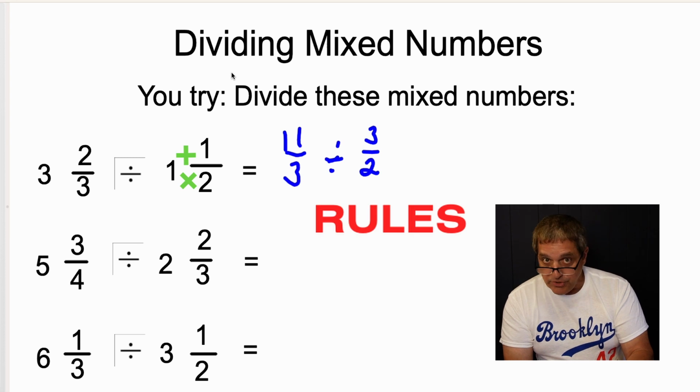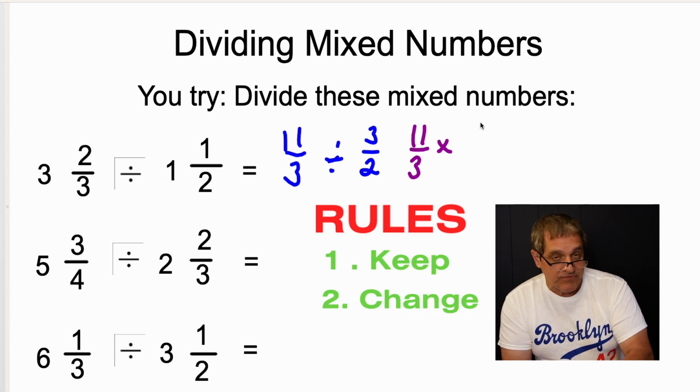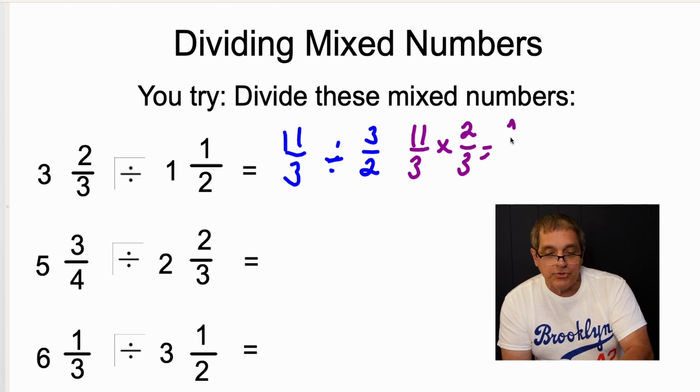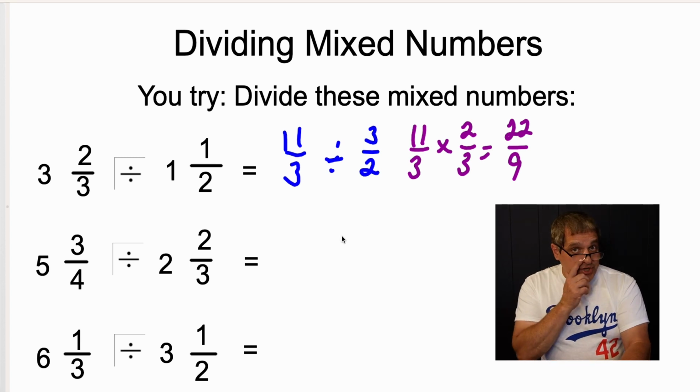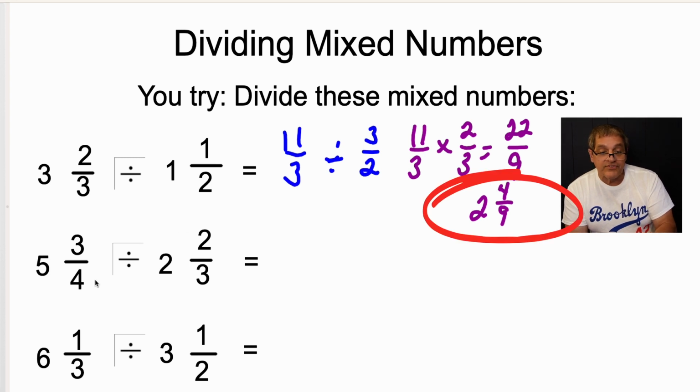And remember the rule that we use for dividing fractions. It is keep the first fraction, change the division to multiplication, and flip, or the reciprocal of the second fraction. So now I have 11 over 3 times 2 over 3, and this becomes 22 over 9. Now, if you want to change it back to a mixed number, remember, the 9 into 22, how many times? Well, it goes in 2 times with 4 left over, and it's 4 over 9. So the answer is 2 4/9.